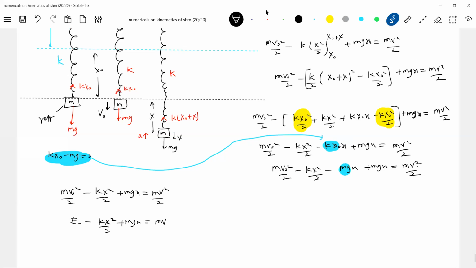Already we know conservation of mechanical energy. With that only, I just brought it here. So this will remain constant. Let me differentiate it. Sir, the mg term will not be there, sir. The mgx will not be there. Yeah.